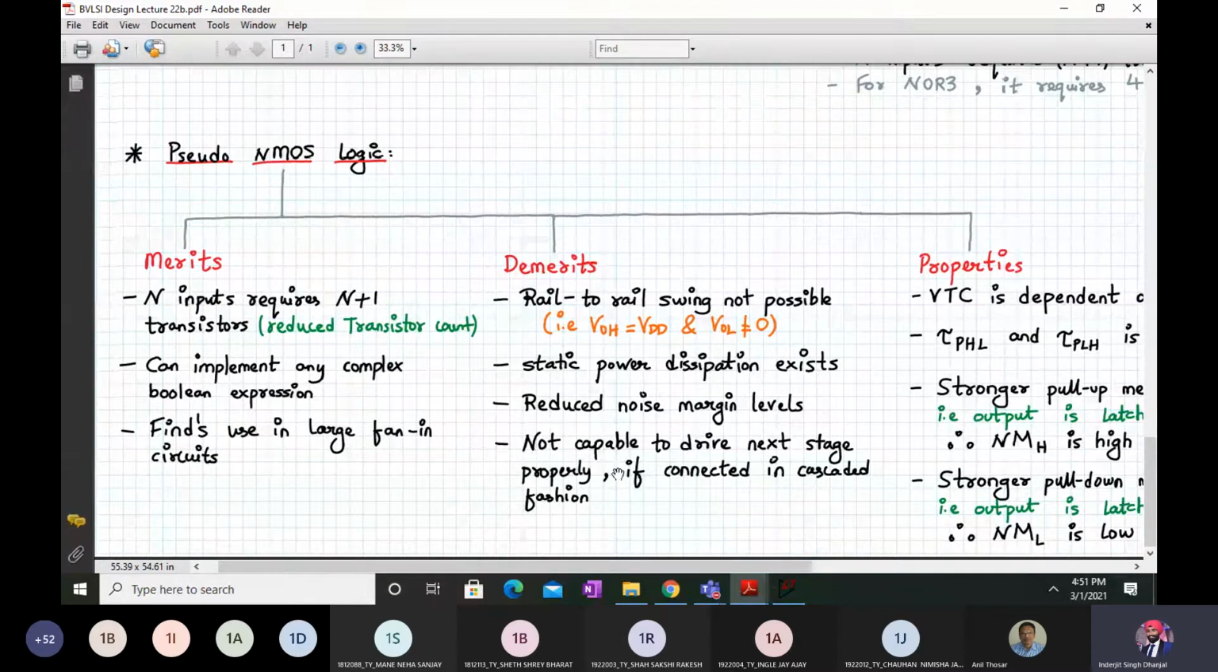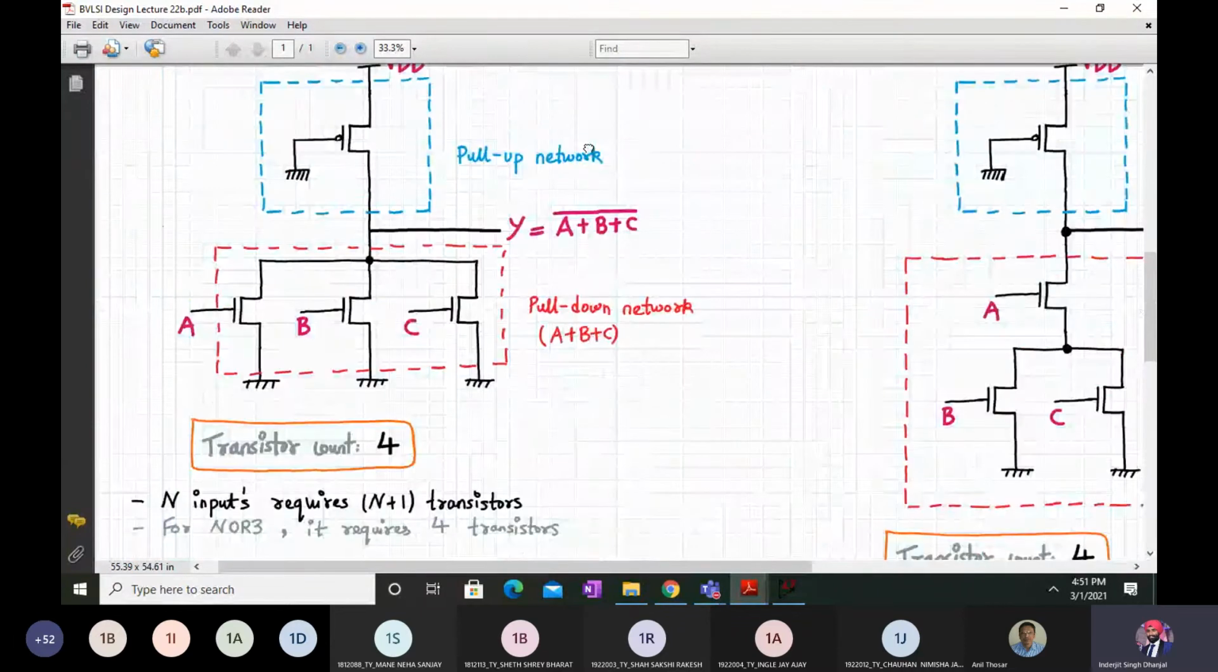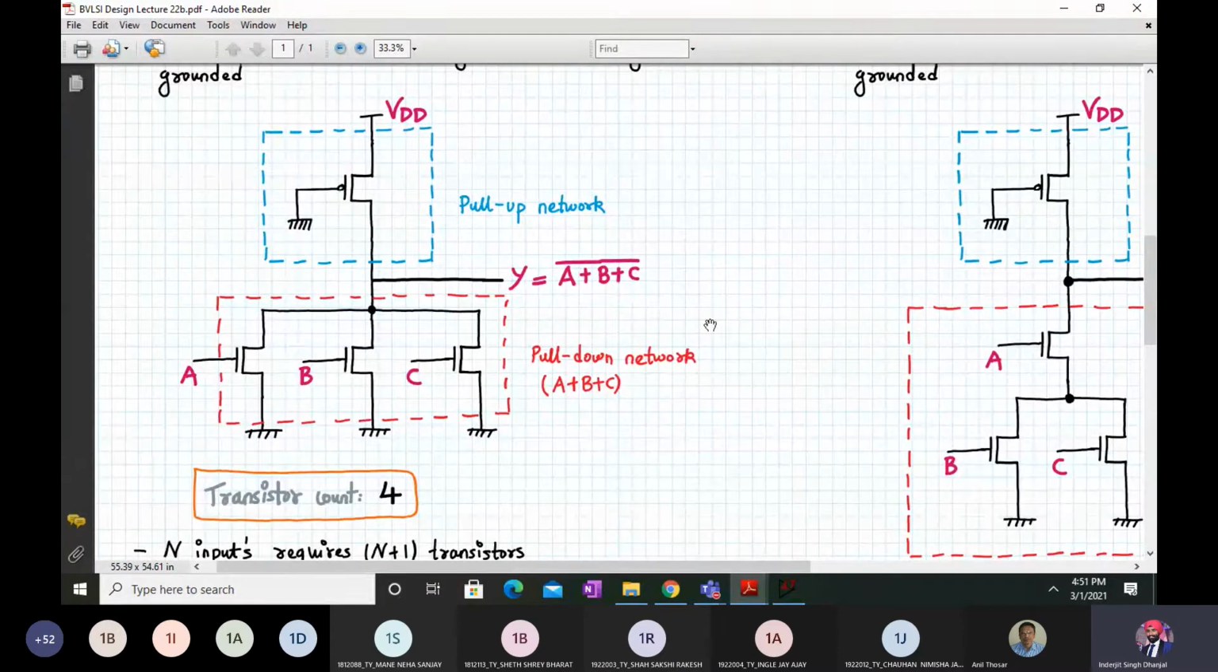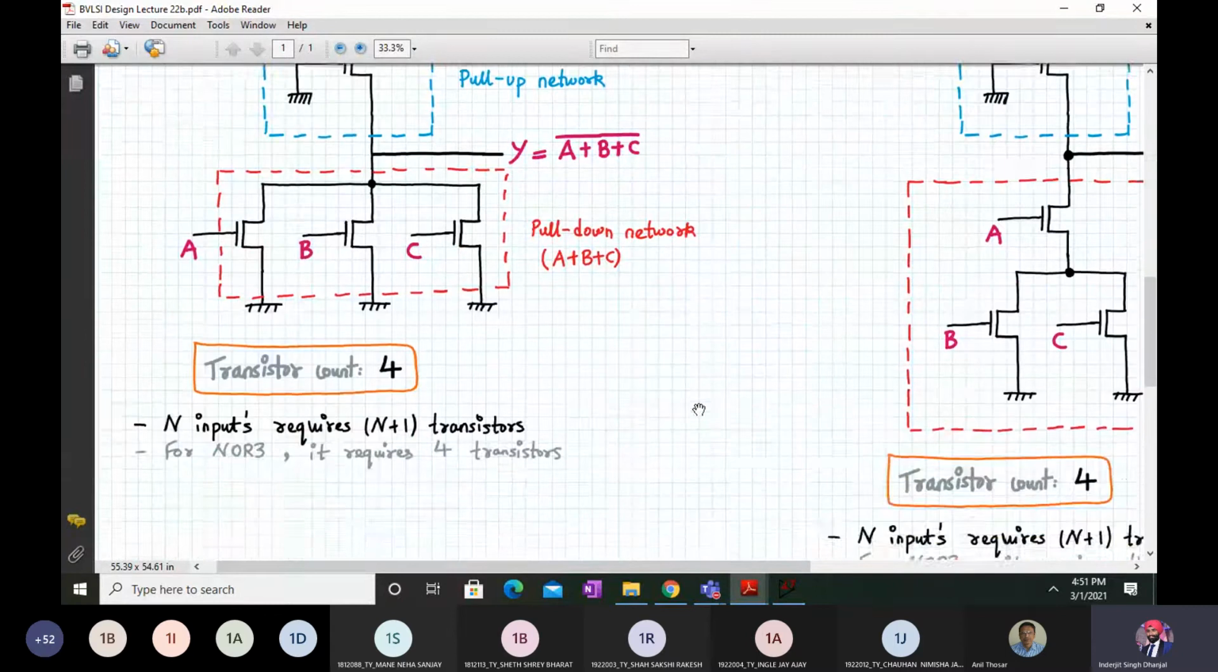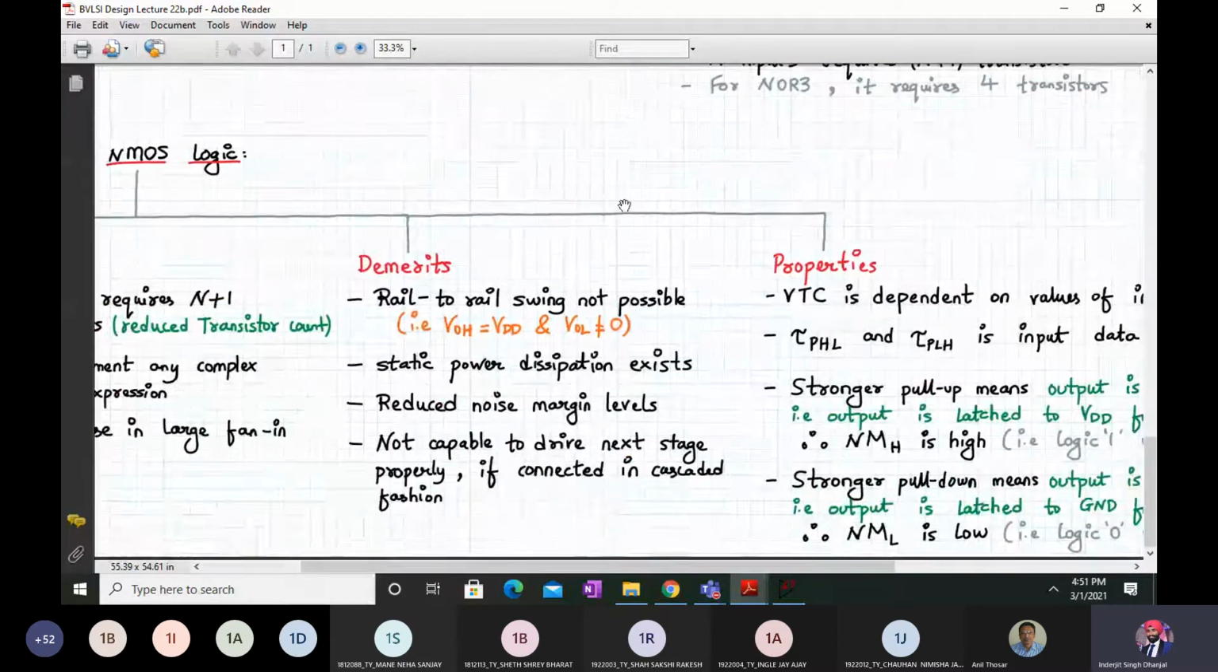And this type of circuit is not capable of driving the next stage properly if connected in cascade. If you keep on connecting them in cascade one after the other, VOL will be higher and higher. So it might happen that it cannot drive the next stage. That is why it is not capable of driving the next stage.